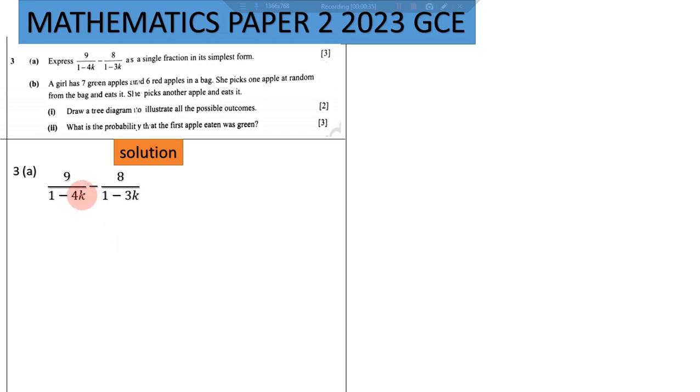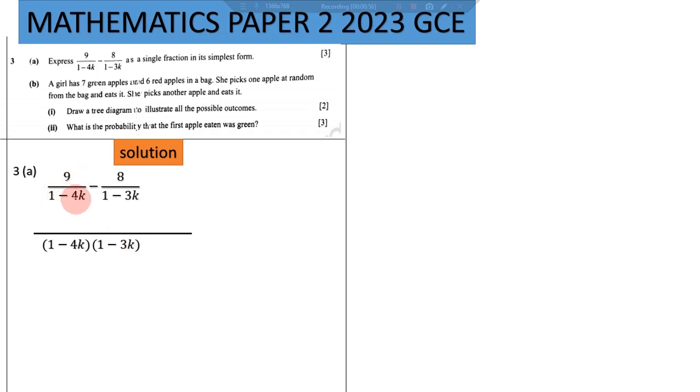Don't start panicking. When you see expressions like this on the denominator, you're going to be using the same expressions as your lowest common multiple. So here we're going to have in one bracket 1 minus 4k, in the other bracket 1 minus 3k, as our lowest common multiple. Then we start dividing.